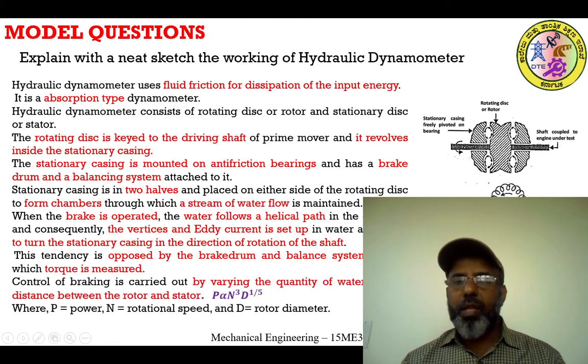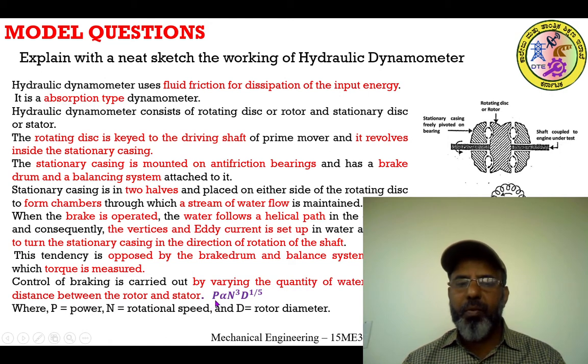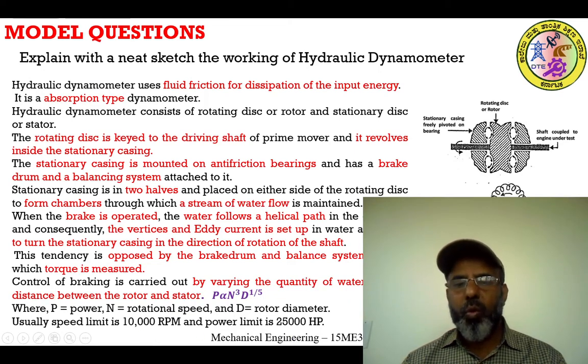And here the control of braking is carried out by two things. One is by varying the quantity of water flow, or by varying the distance between the rotor and stator. And the brake power is given by the relation P is directly proportional to N cube D to the power of 1 by 5, where P is the power, N is the rotational speed, and D is the rotor diameter. This hydraulic dynamometer is suitable up to 10,000 rpm, and the power limit is 25,000 HP.